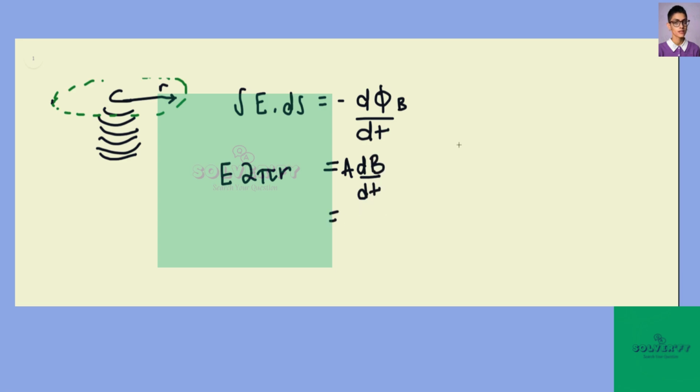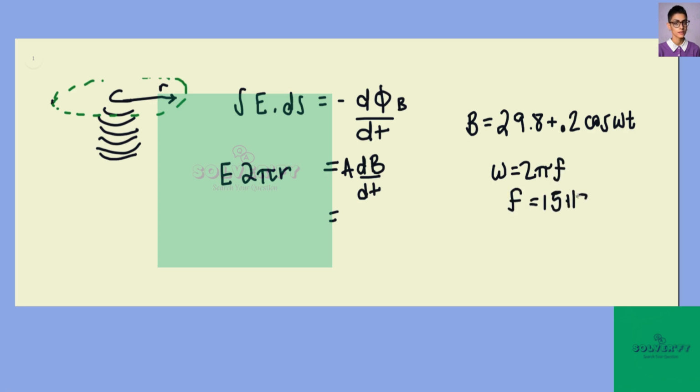We're told that it oscillates sinusoidally between 29.6 and 30 Tesla at 15 hertz. So we can say that it's 29.8 plus 0.2 cosine omega t, where omega equals 2 pi f, and they give that f is 15 hertz. And so there's our B, and then the time derivative part is all contained here.